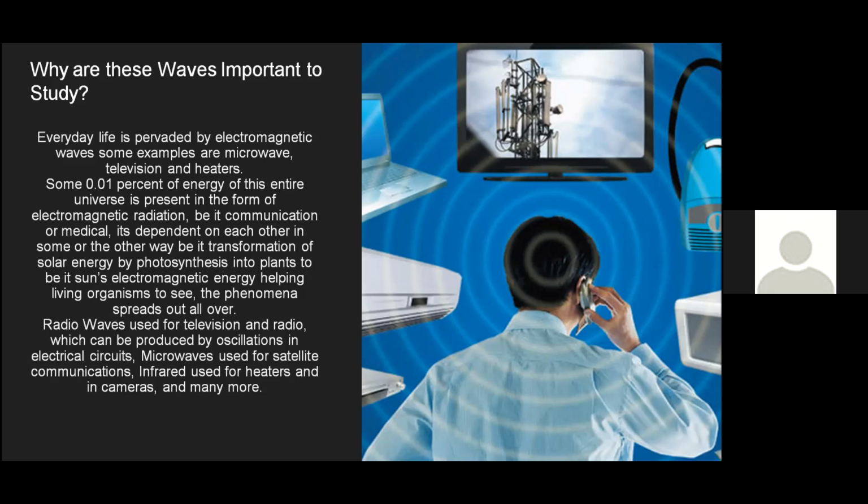sun electromagnetic energy helping living organisms to see. The phenomenon spreads out all over. Radio waves used for television and radio, which can be produced by oscillation in electrical circuits, microwaves used for satellite communication, infrared used for heaters and in cameras, and many more. Moving to the next slide.